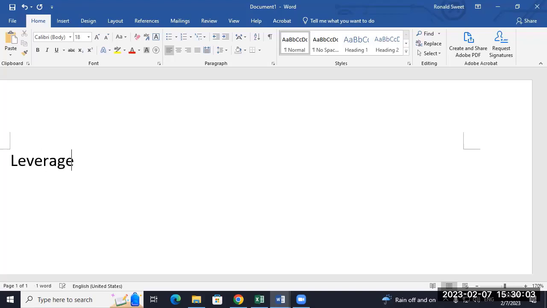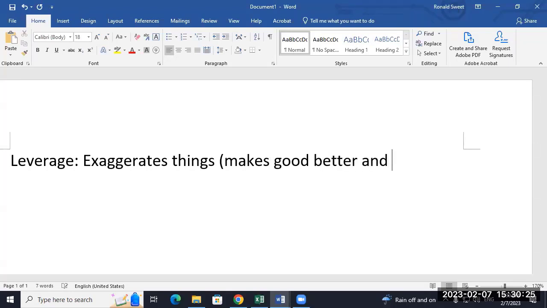So when you see the word leverage, what do you think? What does leverage do? A ramp, yeah, like a seesaw. So leverage does what? It exaggerates things, doesn't it? Makes good better and bad worse. Bad, worse. So leverage exaggerates things.